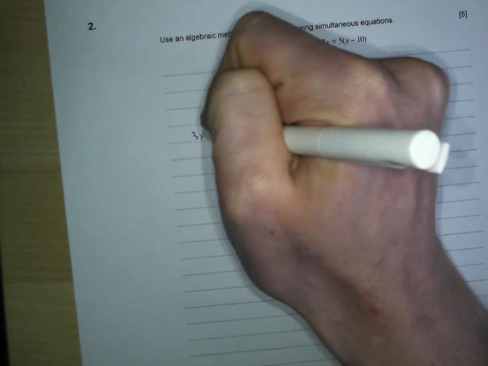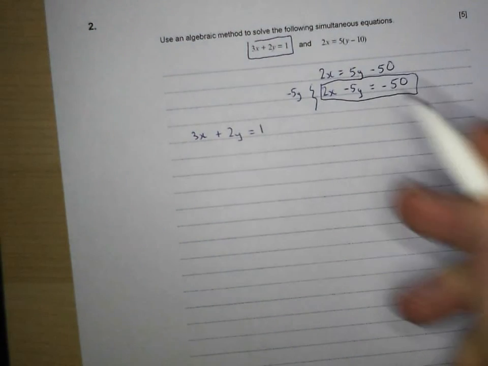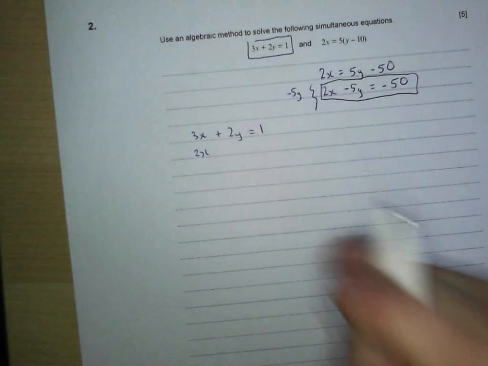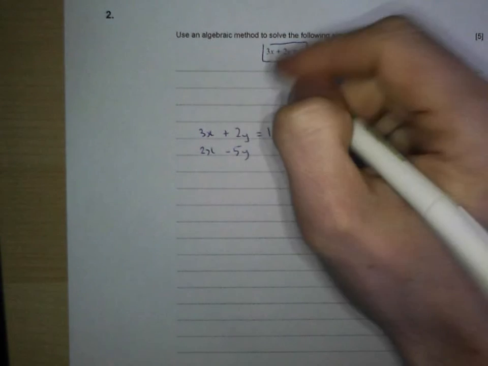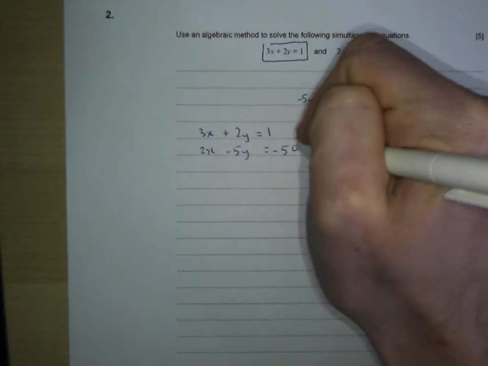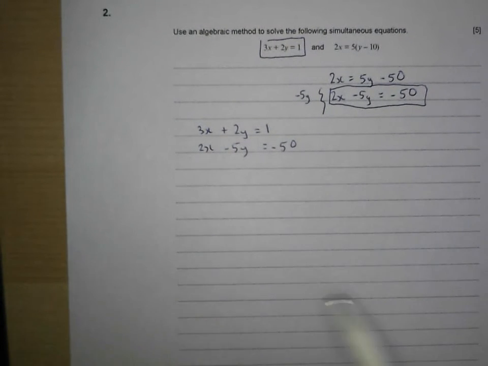So let's write them down. I've got 3x plus 2y is equal to 1. And I've got 2x minus 5y is equal to negative 50. Now I've got to get my x's and y's the same, so either my x is the same or the y is the same. In the previous video I made my x's the same, so just to mix things up I'm going to make my y's the same this time.